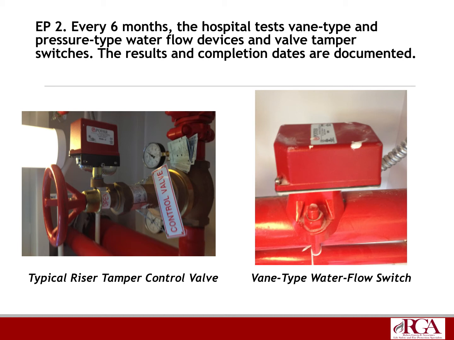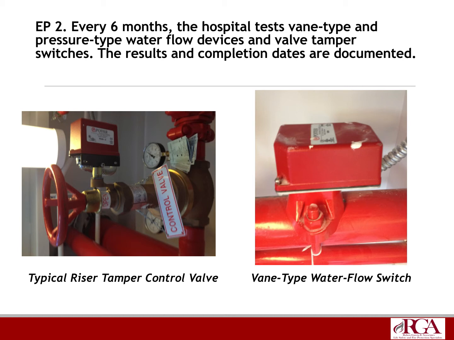Oftentimes, your sprinkler contractors are out here on a quarterly basis, and they simply do all the devices that have to do with the sprinkler system on a quarterly basis. But you can have them test these two specific items on a semi-annual basis. And the bulk of your sprinkler components and devices are going to be your control valves, your tamper switches, and your water flow switches.